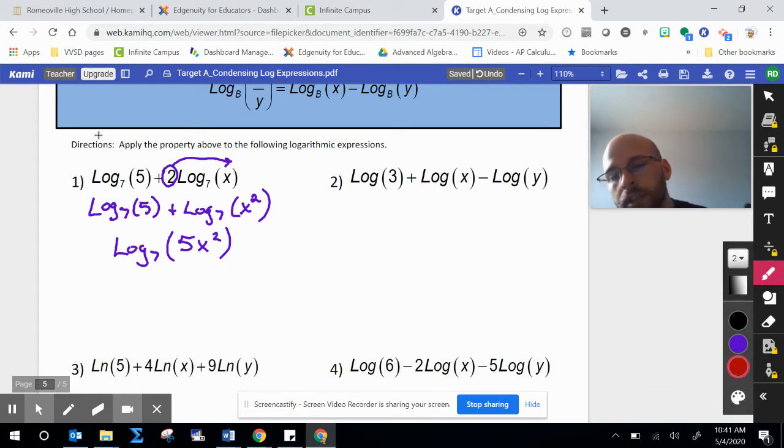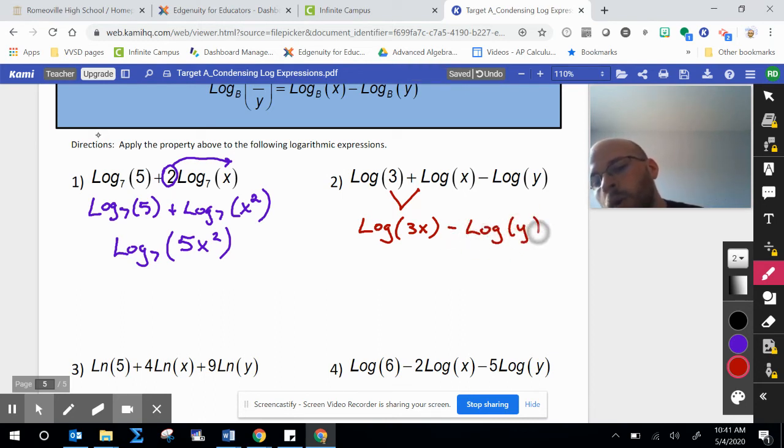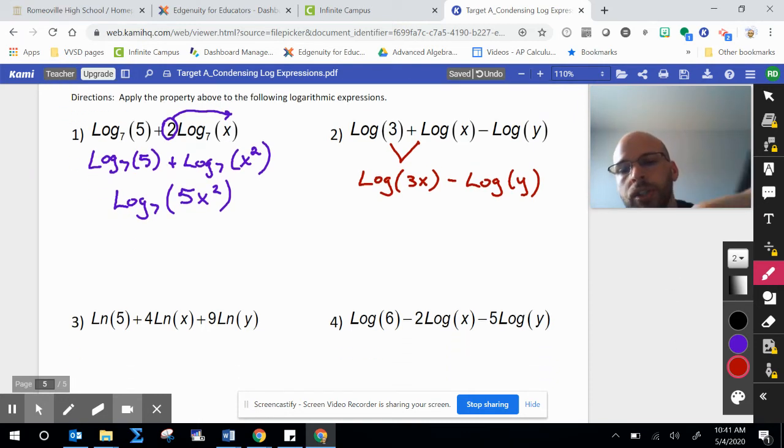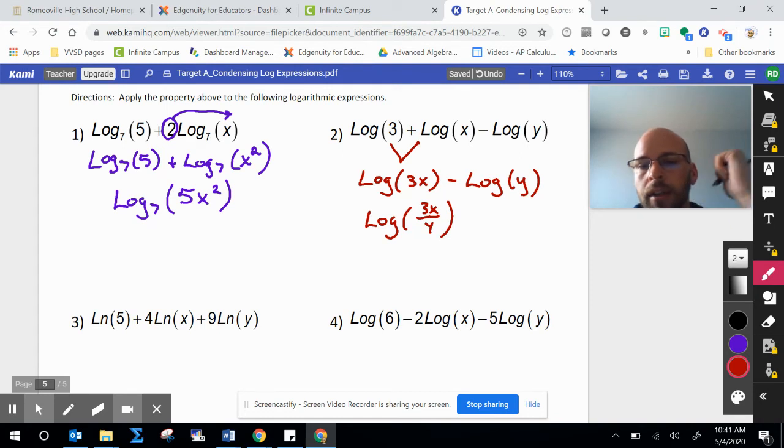So I don't have any coefficients, so there aren't any exponents that need to be handled here, but I am going to combine these together. I'm going to say the log of 3x, because they're being added, I know I can multiply them, minus the log of y. So addition turns into multiplication. Subtraction is going to turn into division. So I'm going to say the log of 3x would be in the numerator, and then the y would be in the denominator. And then that would be my final answer.